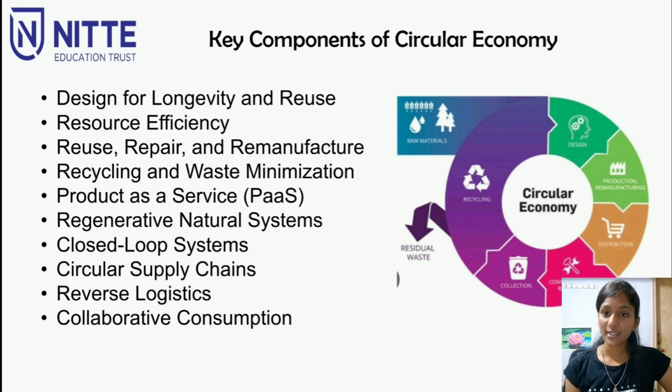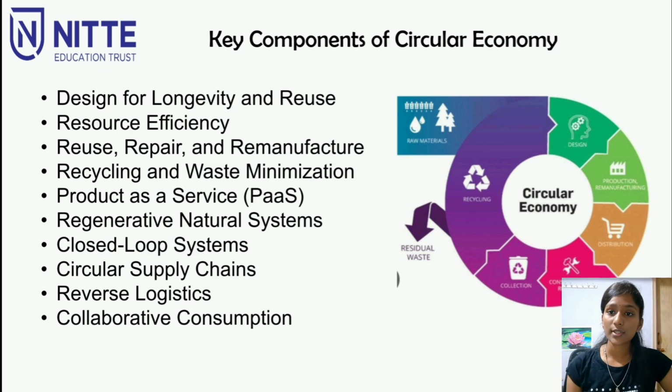Then, closed loop systems. Materials and products continuously circulate within the economy, reducing the need for new inputs. It emphasizes internal loops within industries or between sectors. Then, circular supply chains. It prioritizes sustainable sourcing, biodegradable inputs, and renewable resources. It builds resilience through local and diversified supply network.